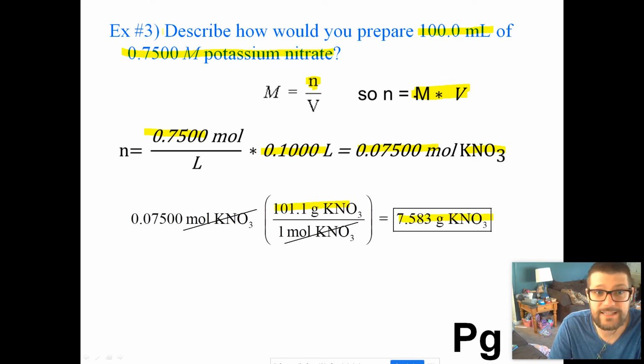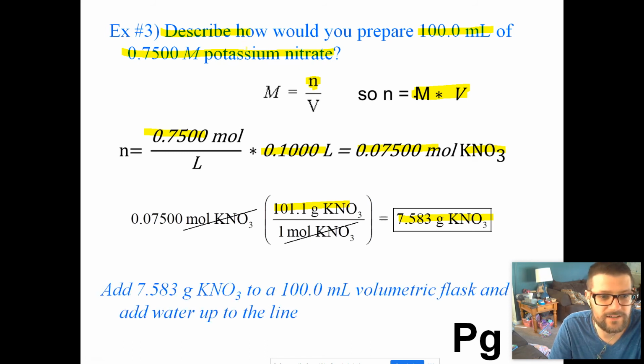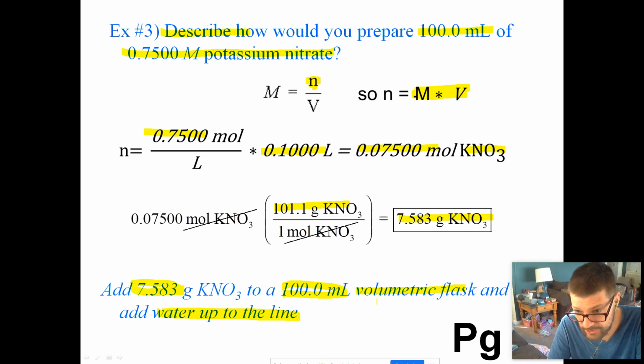Now that alone is not describing how you would prepare it. So now we want to get a little bit more specific. What we would do is we would take that 7.583 grams, we would add it to a volumetric flask. If you remember, volumetric flasks have markings specifically for amounts. So you just get a 100 mL volumetric flask and then fill water up to the line. If we filled it to 100 milliliters first and then added the chemicals, we wouldn't have a 100 milliliter solution. We'd have more than 100 mLs because the potassium nitrate would displace water. So you've got to add the chemical first, then add water up to the line. That's how you create a solution.